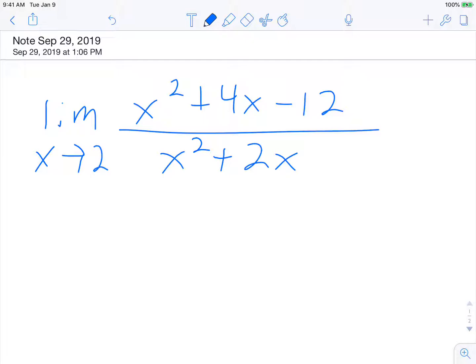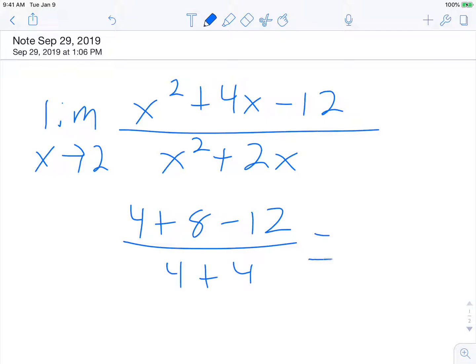Let's change the denominator to x squared plus 2x. Right now, this function is defined as x approaches 2. So if you were asked a question like this, let's just put in 2, and you get 4 plus 8 minus 12, and the denominator we get 4 plus 4. So this is just equal to 0 over 8, which means the limit is 0. Because the function's defined at 2, the function's 0.